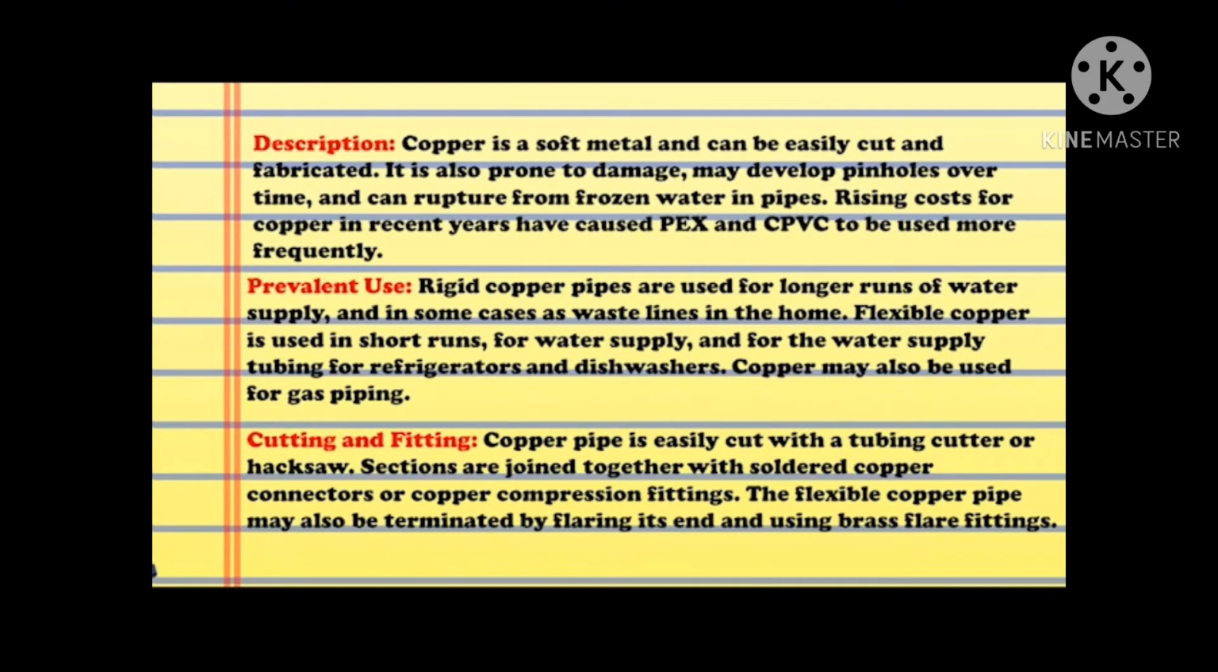Prevalent use: rigid copper pipes are used for longer runs of water supply and in some cases as waste lines in the home. Flexible copper is used in short runs for water supply and for the water supply tubing for refrigerators and dishwashers. Copper may also be used for gas piping. Cutting and fitting: copper pipe is easily cut with a tubing cutter or hacksaw. Sections are joined together with soldered copper connectors or copper compression fittings. The flexible copper pipe may also be terminated by flaring its end and using brass flare fittings.